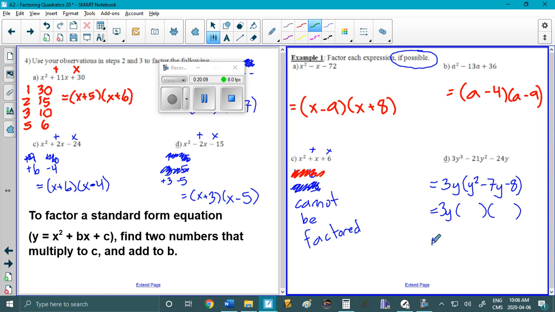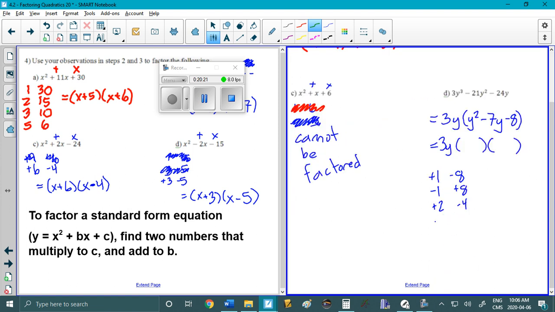So if two numbers multiply to a negative, we've got a positive and a negative. So let's divide by 1. So we've got +1 minus 8. We've got -1 plus 8. We've got 2 and 4, positive and negative, -2 and +4.